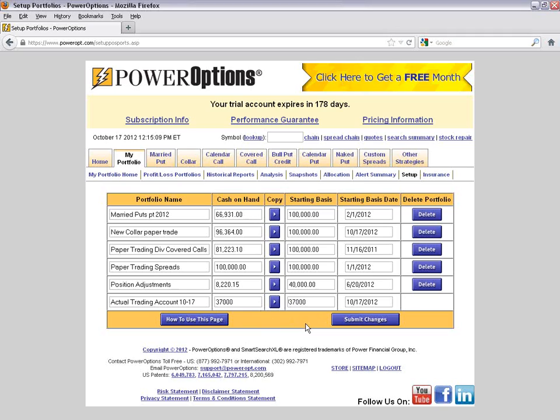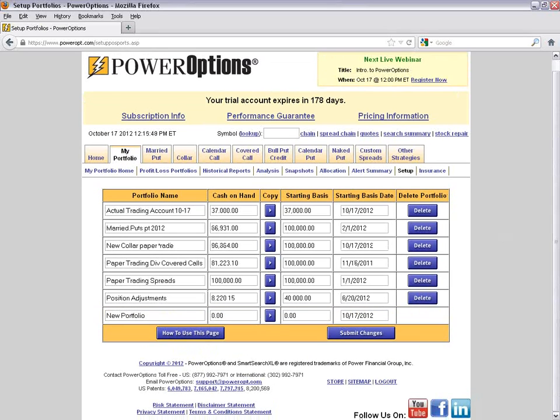So I have $22,000 invested and $15,000 free. So that's how I would create a new portfolio. Now, we want to submit changes, and all it's going to do is effectively refresh that page, but it's going to show us our new portfolio has been created. How do I start putting in my positions?